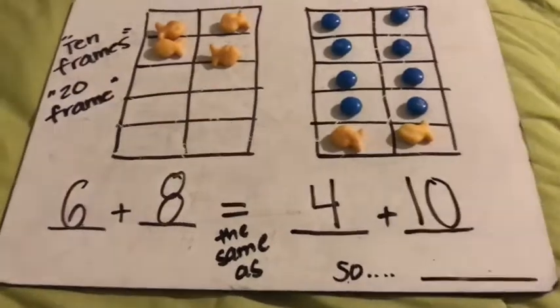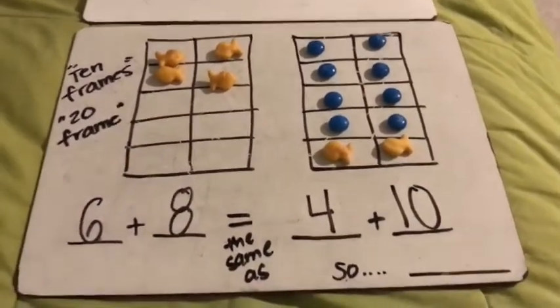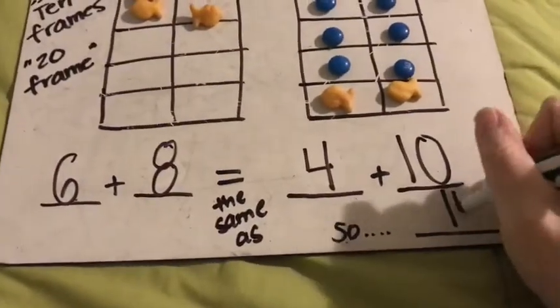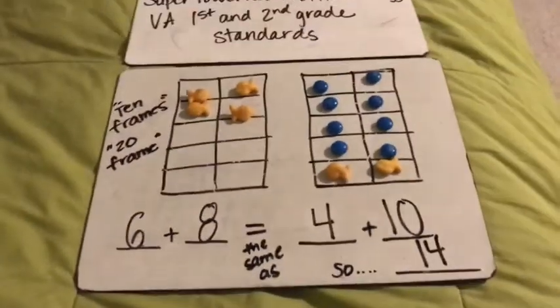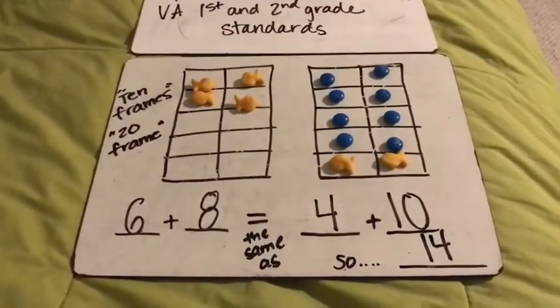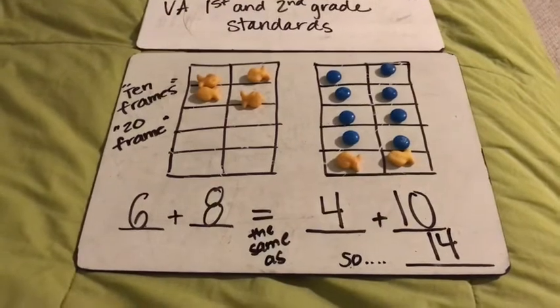And if I know 4 and 10, that's the same as 10 and 4. Well, 10 and 4 is 14. Look how easy that was. I didn't even have to count. So that, my loves, is make 10. Make 10 is a super powerful strategy.